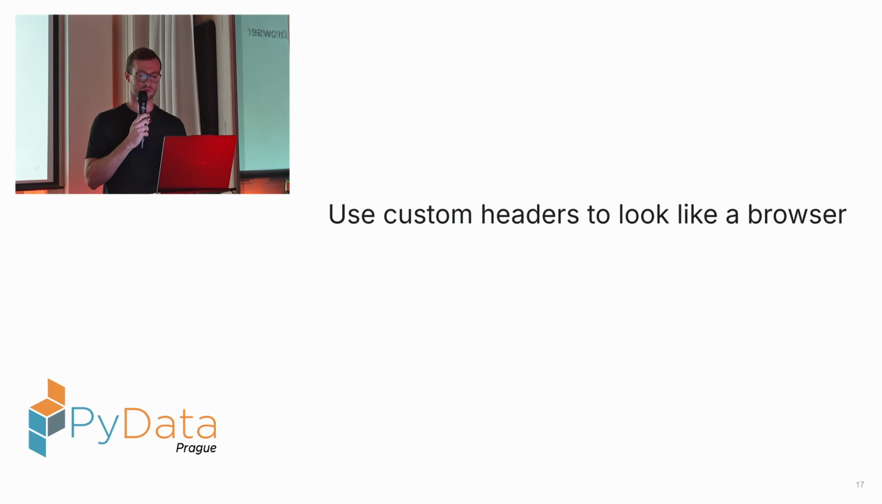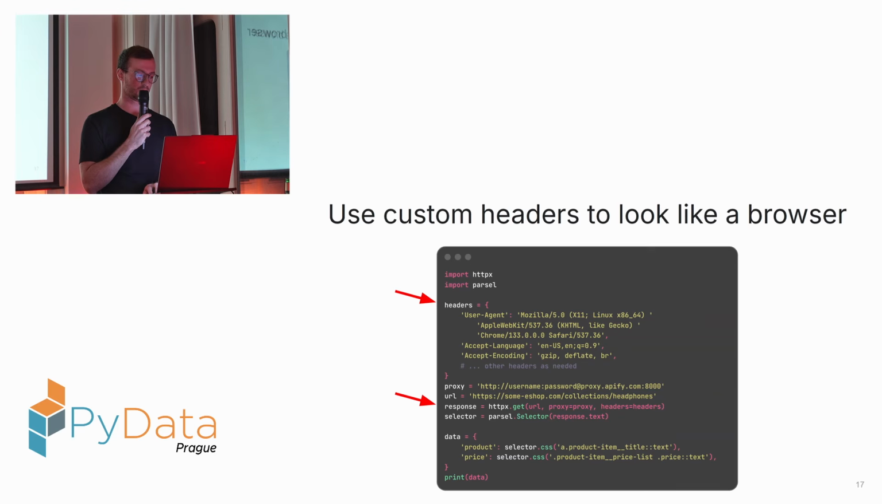So let's try to resolve it, right? We can use the headers from a browser, inject them to our HTTPX request, and let's see, maybe it will help. So we just define our headers in a dictionary and pass it there. The rest of the code is the same.